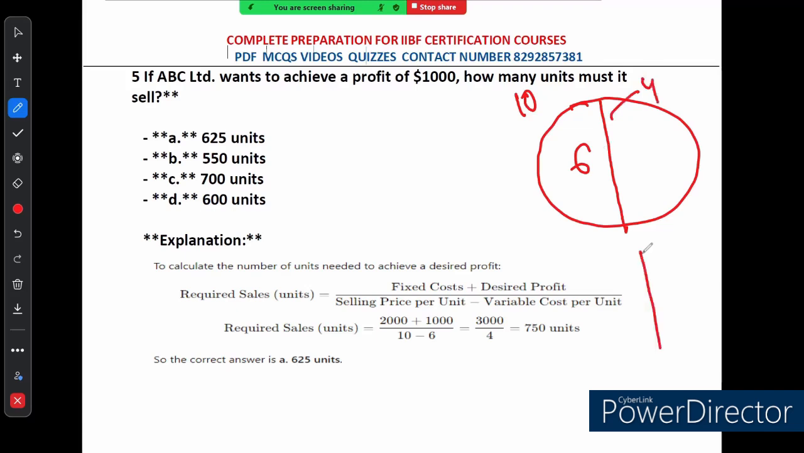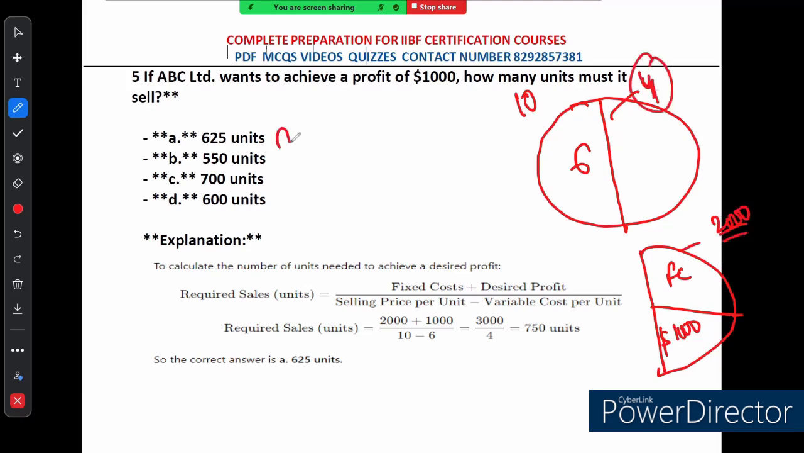And in this case, if you extend this particular area, it has been given that profit is $1,000. So this area is profit and this area is fixed cost, right? And fixed cost is given as how much? $2,000. I think you remember it. $2,000, right? So you know contribution margin is 4, contribution margin per unit is 4.